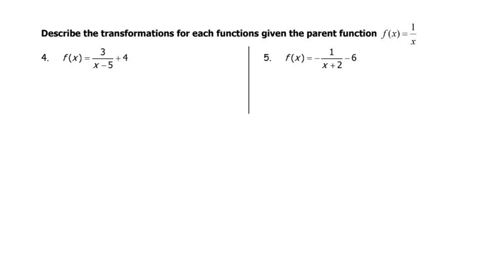Okay, these are much shorter. Remember, we have this equation. The negative is a reflection over the x-axis. The a value is a vertical stretch or vertical compression. The h moves me left or right. The k moves me up and down.